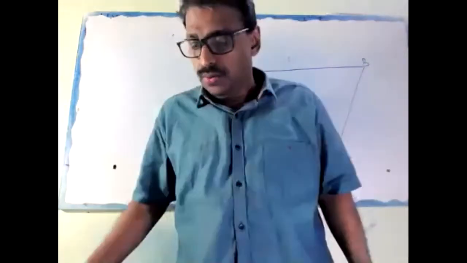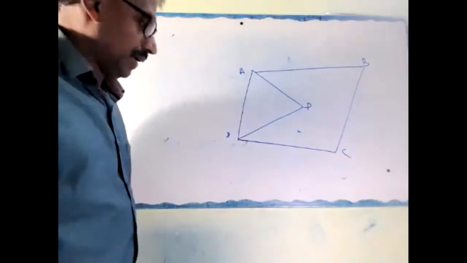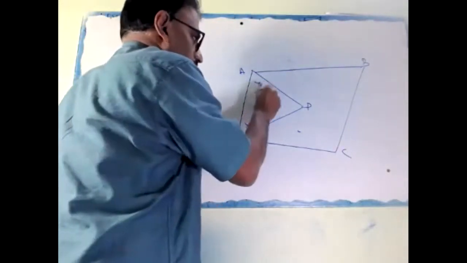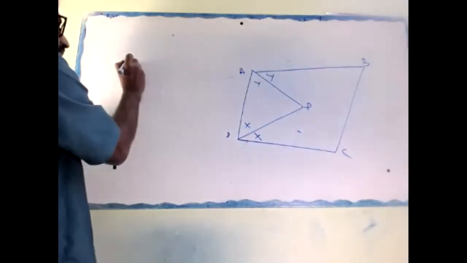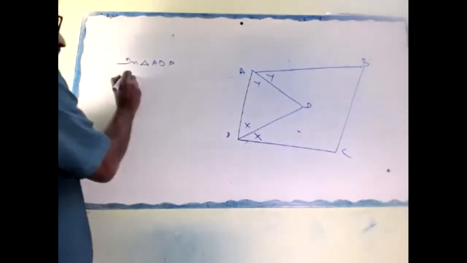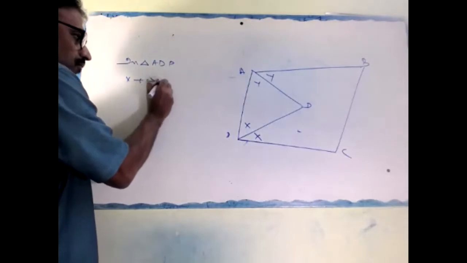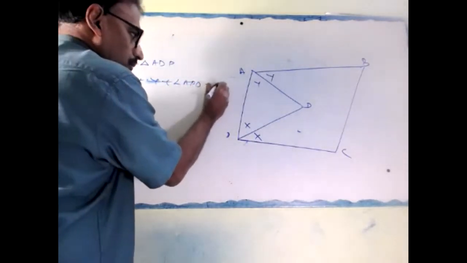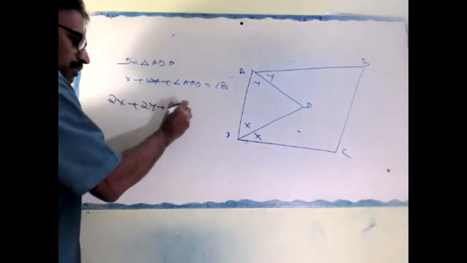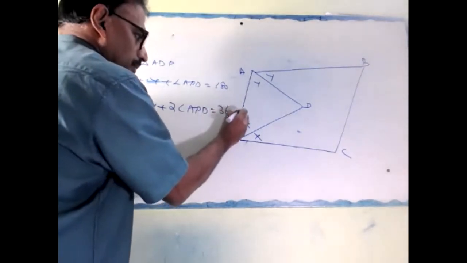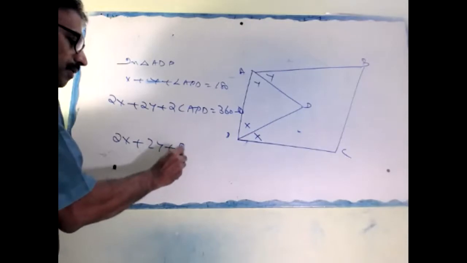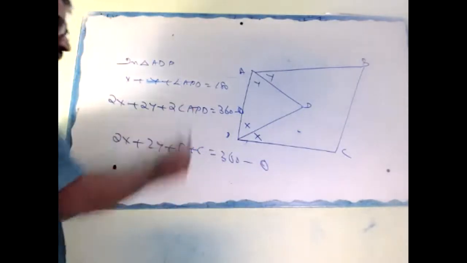Okay, look at here. Here, X, X, Y, Y. In triangle ADP, X plus Y plus angle APD equal to 180, angles of a triangle. Double it: 2X plus 2Y plus 2 times angle APD equal to 360, number one. And in quadrilateral ABCD, 2X plus 2Y plus B plus C equal to 360, number two. Equate, you get the answer. Do it now.